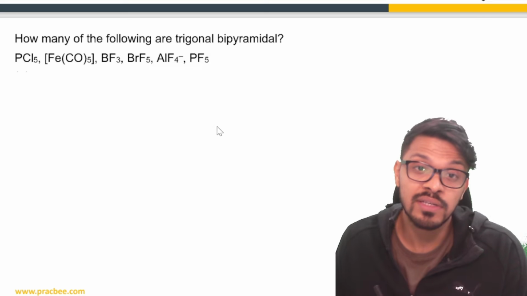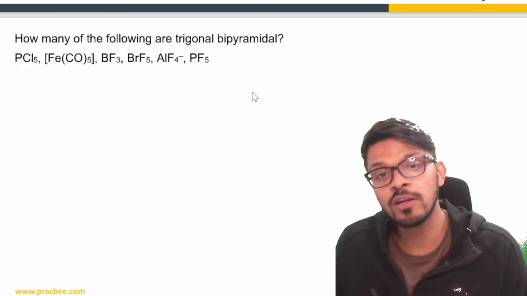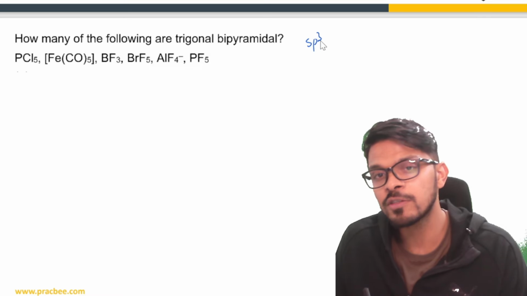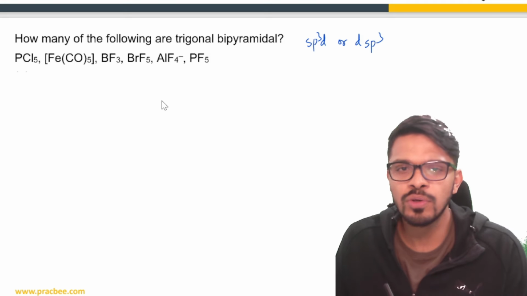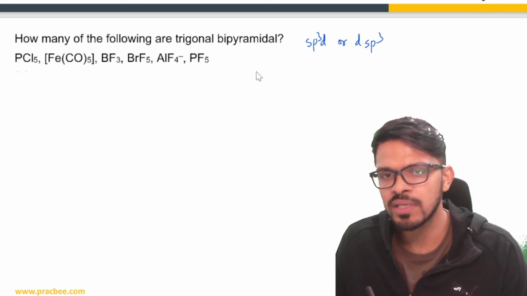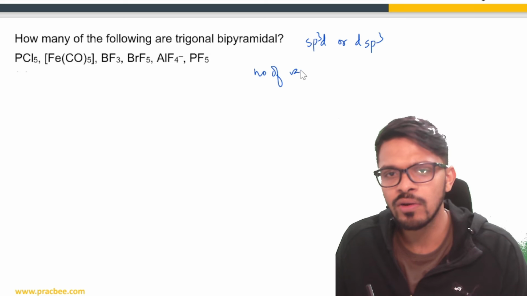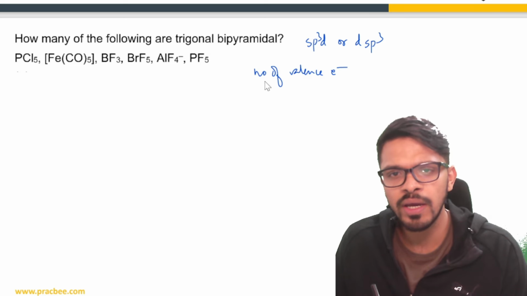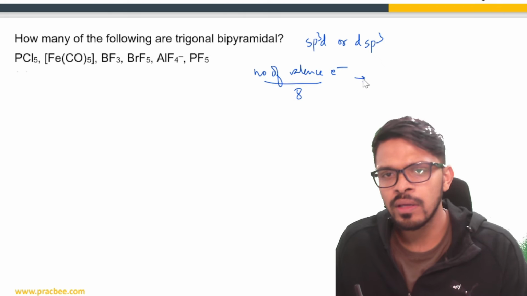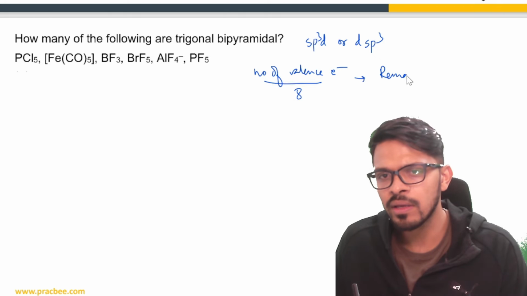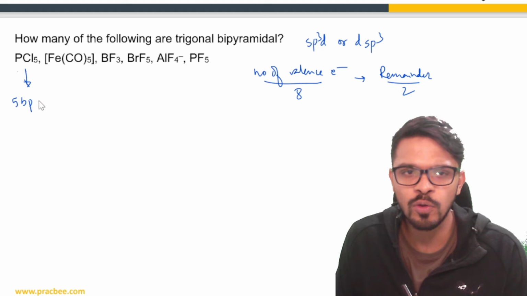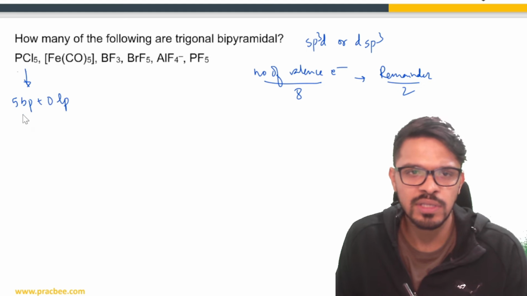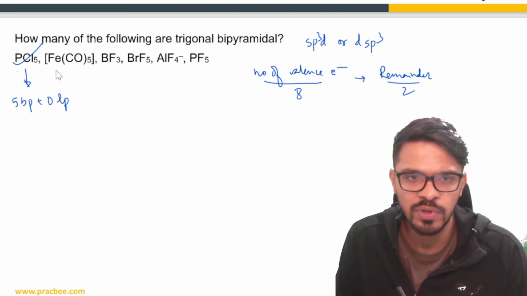See, they are just asking which of the following are trigonal bipyramidal. Basically, I need sp3d or dsp3 hybridization. So you know how to calculate hybridization. Just calculate the total number of valence electrons divided by 8. If there is a remainder, you divide that remainder by 2. So you know PCl5 is actually 5 bond pairs, 0 lone pairs. So this is sp3d, this is what we require.